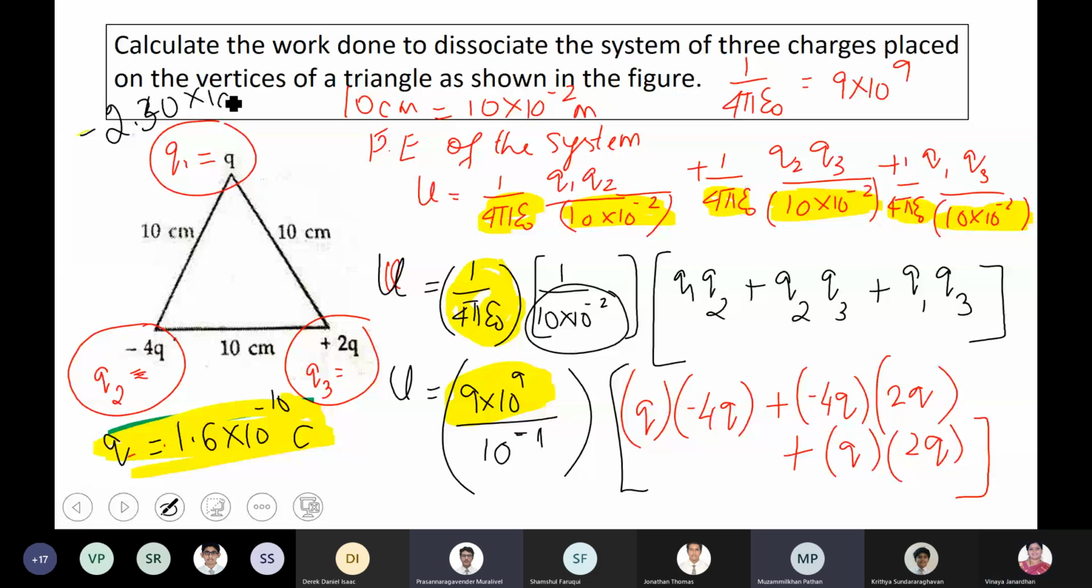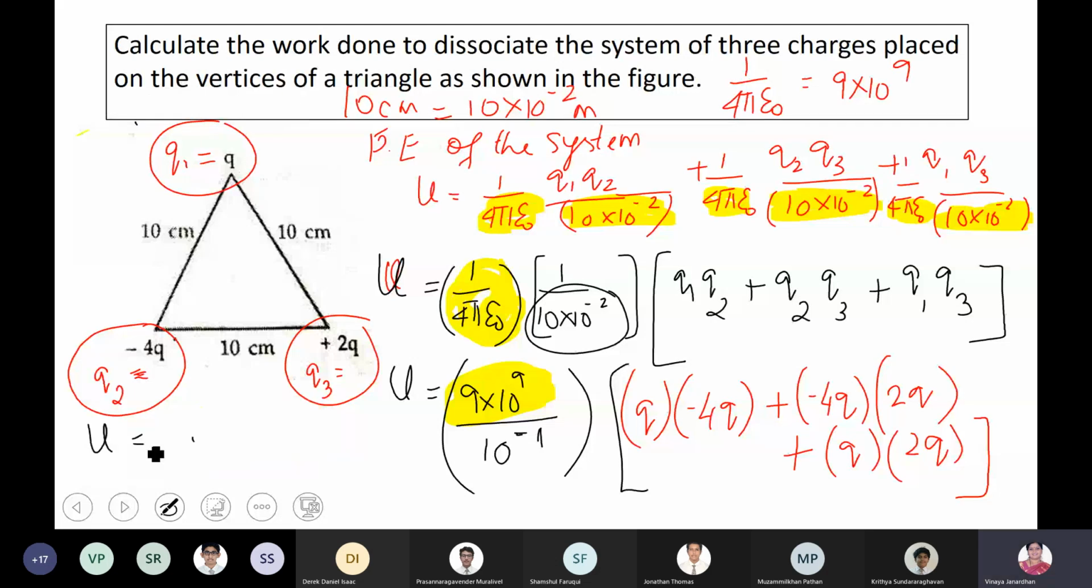Fine. Was it correct? I think what I'm writing is not clear over here. I'll write the answer over here. Someone got the answer. Yes, ma'am, 2.3 into 10 to the power of minus 8 joules, correct.